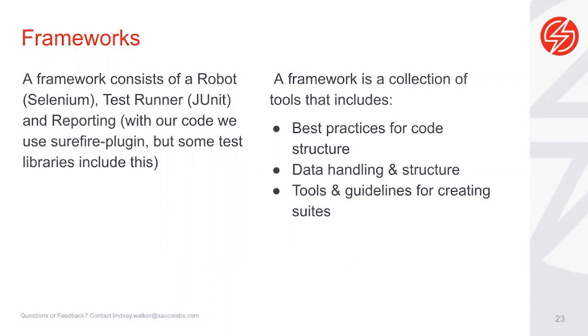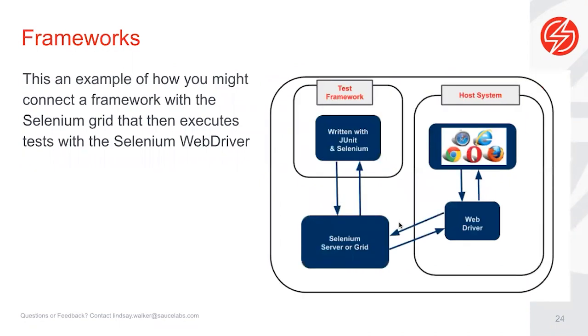This is something that really confused me for a while. A framework is a collection of tools that do all of these things. And because of the way it's structured, it provides sort of best practices for code structure. We'll talk a little bit about page object model later on. It helps you handle the data from your test code, also helps you report. It can also help you create reports on that. And then tools and guidelines for creating suites, your test suite. So a framework is a complex set of things that work together.